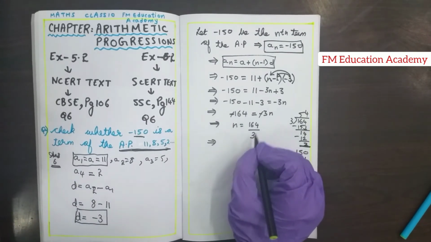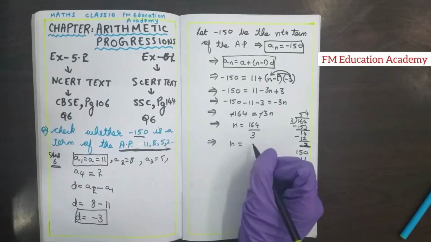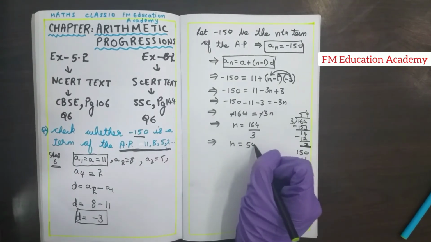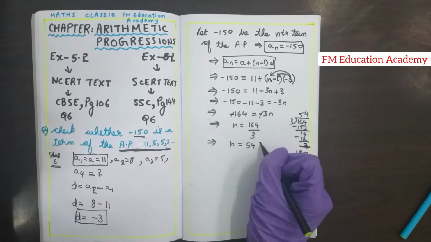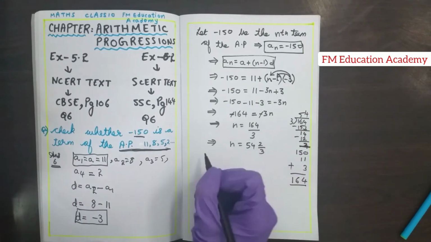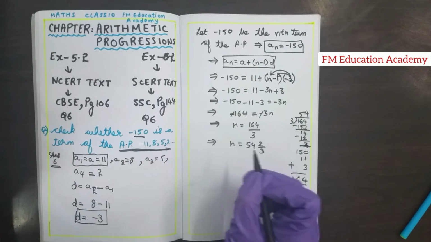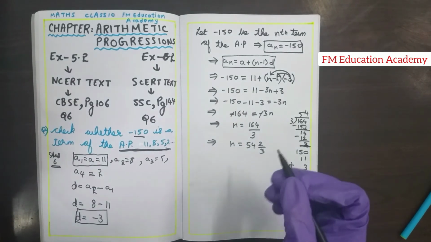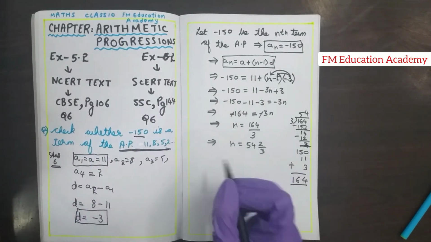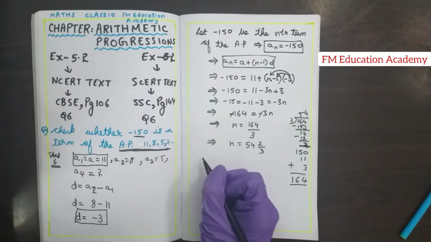164 by 3 is an improper fraction, and that can also be written as 54 2 by 3. 54 2 by 3, that is a mixed fraction. So we know that n, what is n here? n is number of terms. Number of terms cannot be fraction. As number of terms cannot be fraction, we can say that this is not an AP.